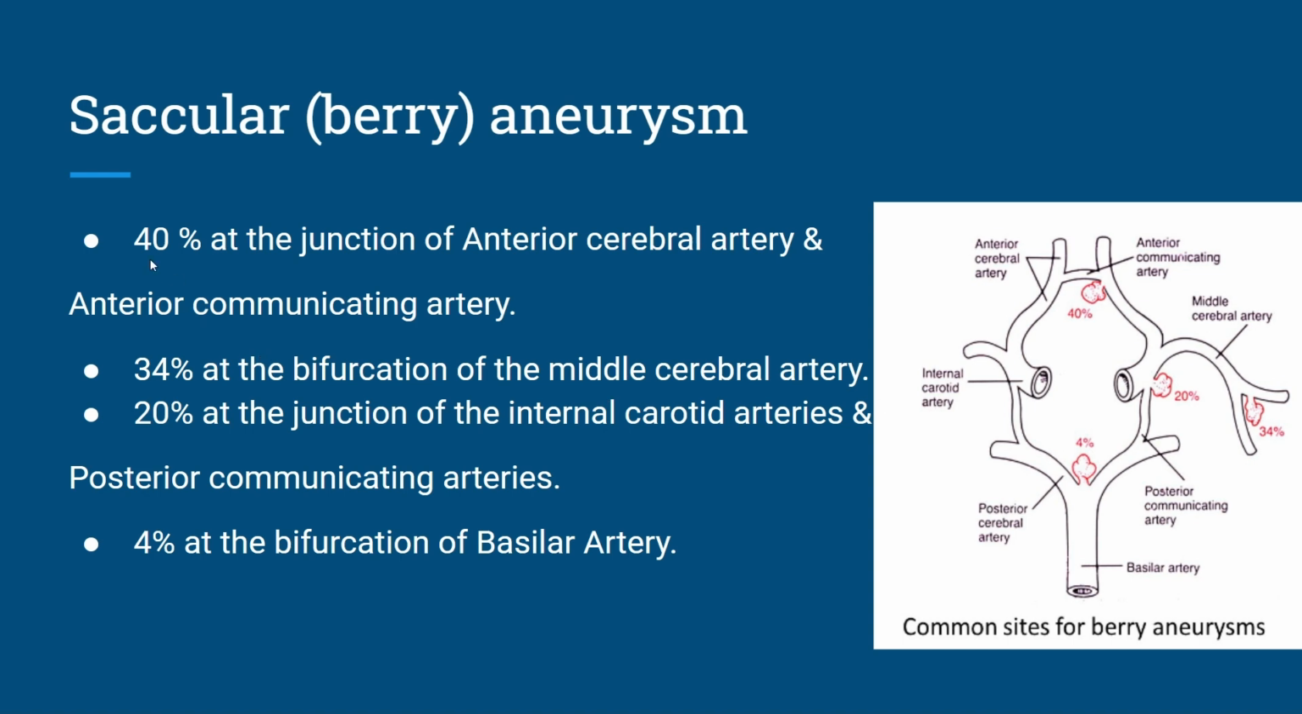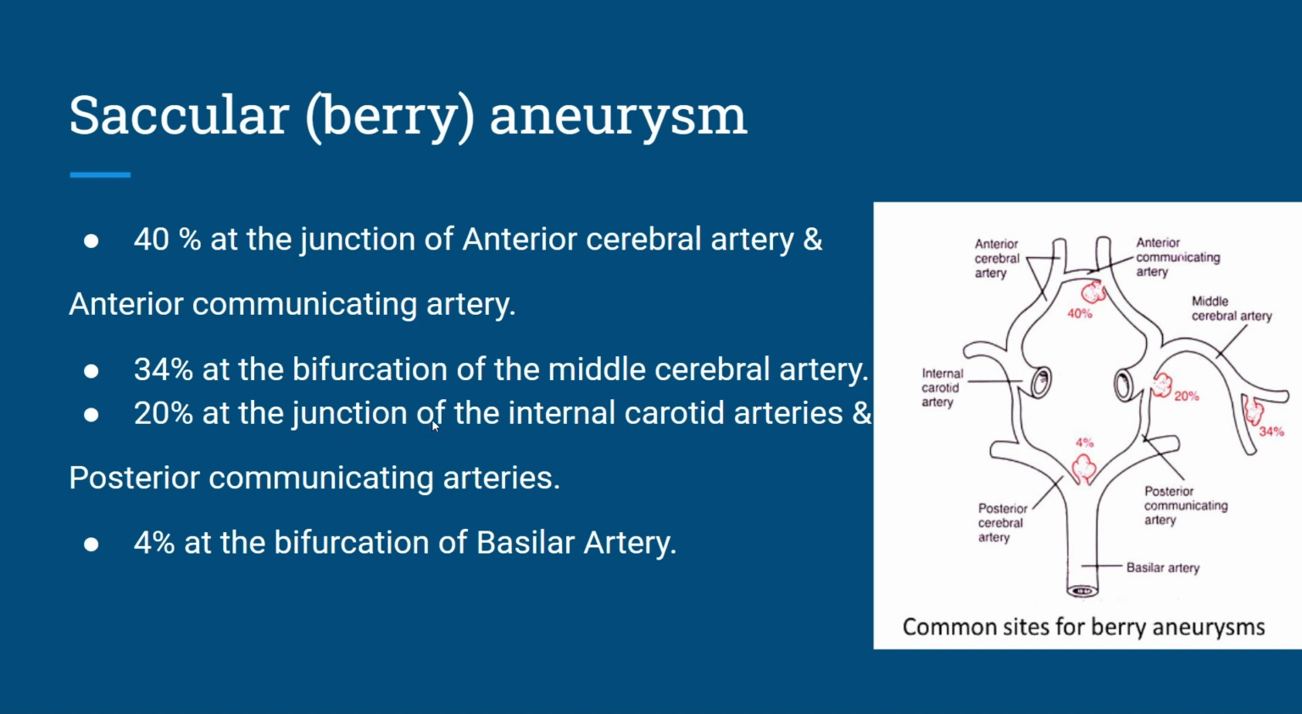This is the internal carotid artery. 40% of aneurysms happen at the junction of the anterior cerebral artery and the anterior communicating artery. You remember these are the anterior cerebral arteries right there, and these two are the anterior communicating artery. So the junctions of these can cause an aneurysm, which makes up 40% of the total number of aneurysms.